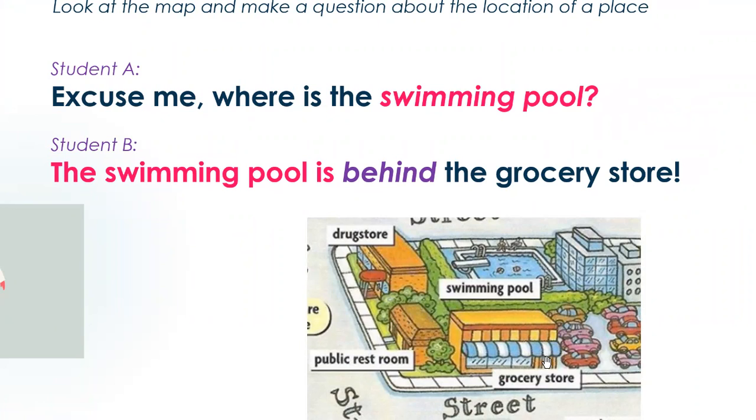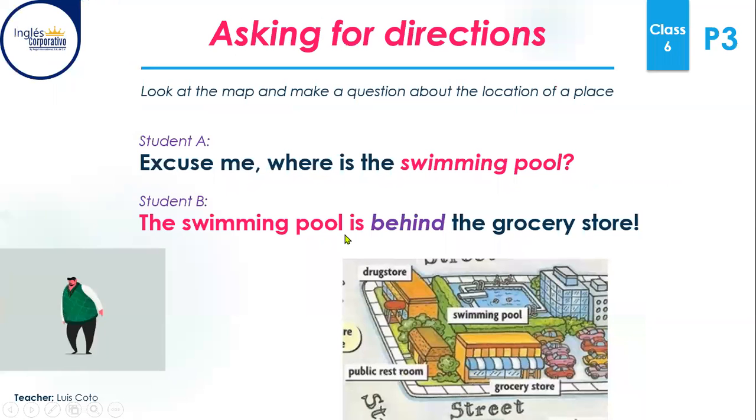Correct. The grocery store is there, and the pool is behind. Behind. Correct. Okay, it is correct. Okay, you gave a correct direction. De una dirección buena, right? Good. All right. Next.